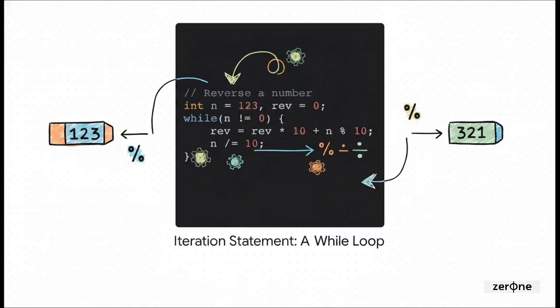If n is 123, well, 123 modulo 10 gives us 3. So our rev variable becomes 3. Then we divide n by 10, shrinking it down to 12. On the next pass, 12 modulo 10 is 2. We multiply our previous rev of 3 by 10 to get 30, add the 2, and now rev is 32. See how we're shifting the digits? This loop just keeps spinning until n hits 0. It beautifully demonstrates how logical conditions completely control execution flow.